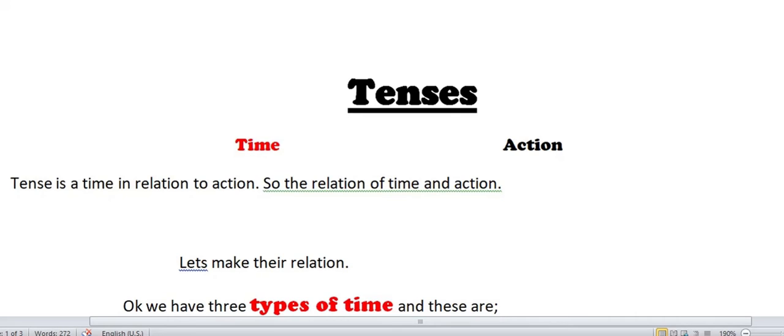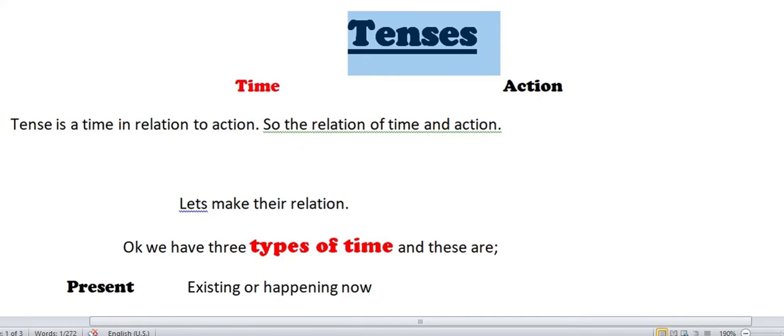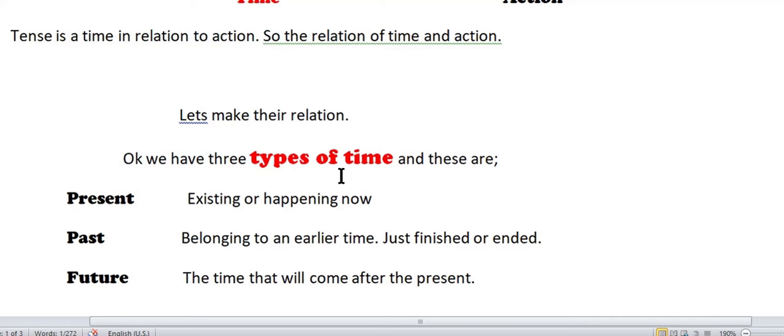Just keep in mind this word, tense: it's the relation between time and action. Clear? Everything will keep getting clearer as we study further. Just keep in mind the meanings of the words. If you know the meanings of the words, tenses are so easy. We have three types of time: present, past, and future. So we should know the meaning of these words.